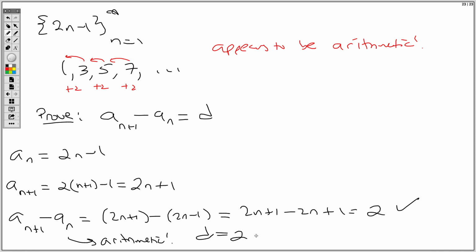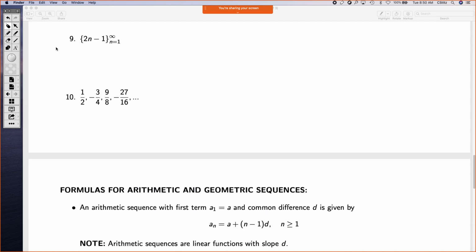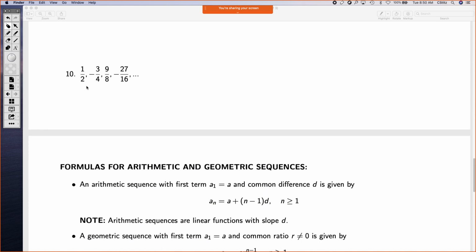So the way you check for geometric is you divide the successive terms. If you're getting the same number, it suggests it's geometric, and then you prove it by taking the ratio of the two generic terms. If you subtract adjacent terms and you're getting the same number, good chance it's arithmetic, and so you prove it's arithmetic by subtracting the two terms in general. If it's neither one nor the other, then it's neither one nor the other. I'll leave it to you on number 10.